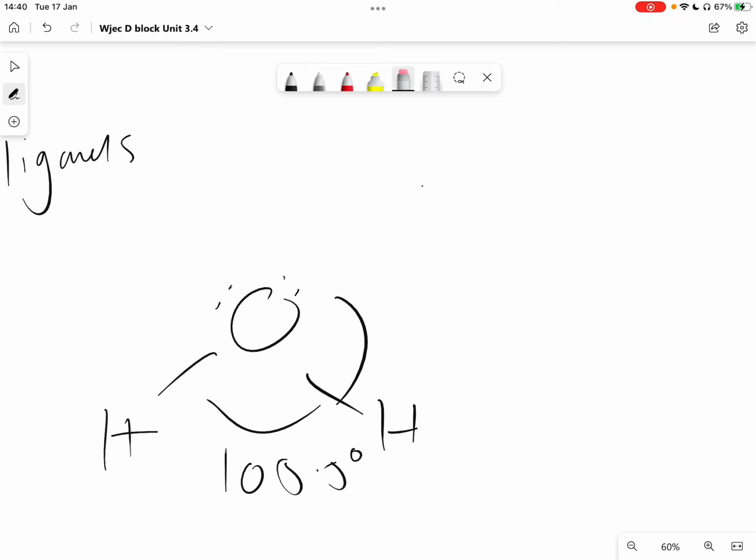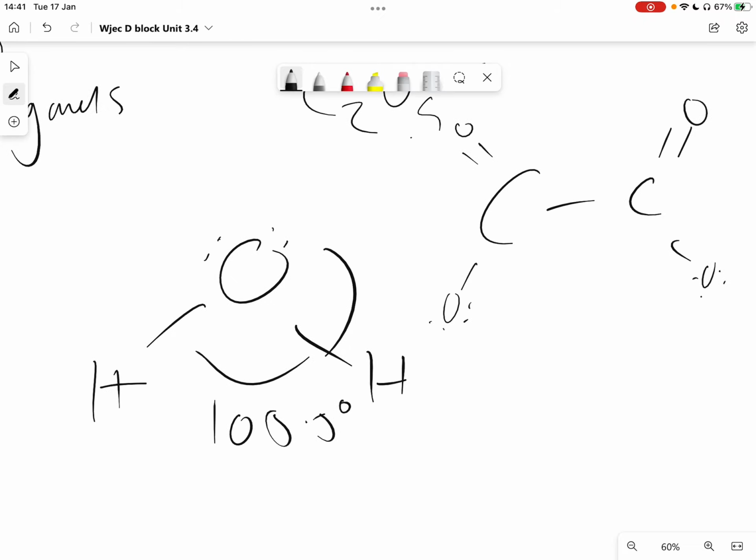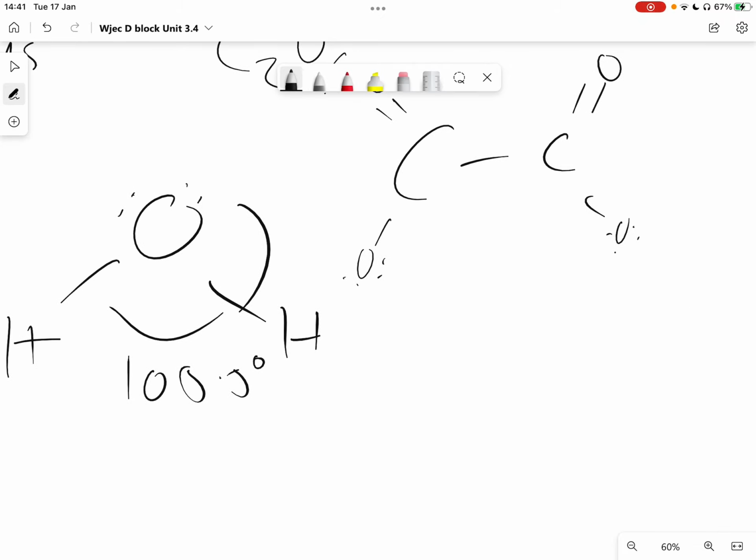Okay. Now, an example of a bidentate ligand is the ethanedioate ion, C2O4. Now, this is like so. There are only two atoms which can coordinately bond onto the central metal ion via coordinate bonds. So yeah, like so.